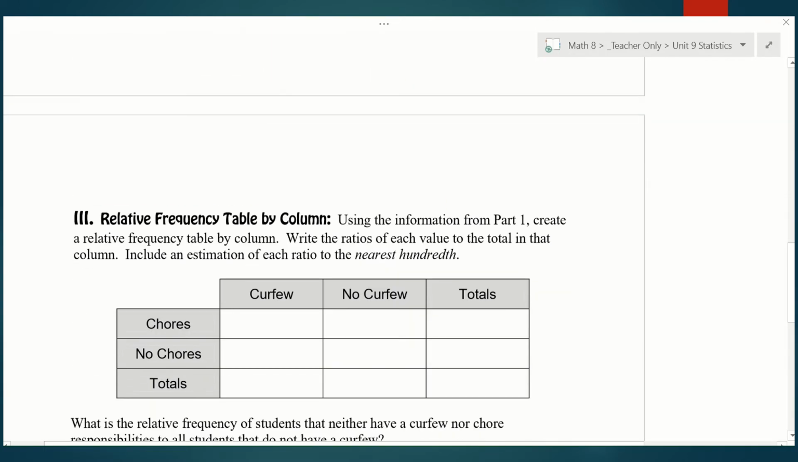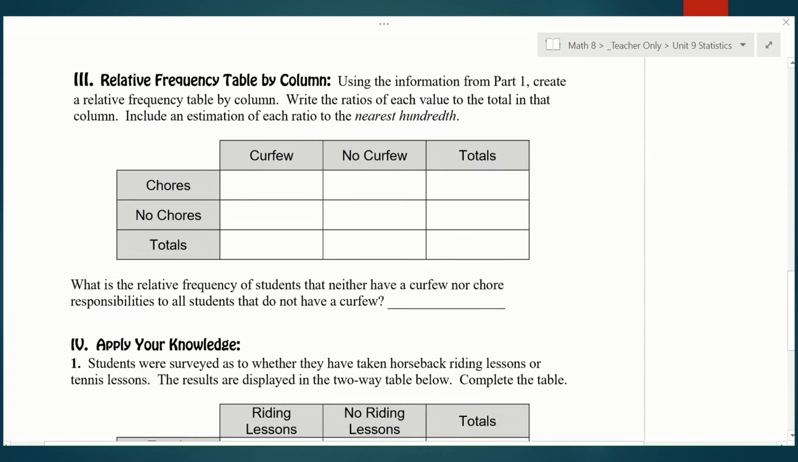Okay, let's try the same thing but by column. Again, using the information from part 1, create a relative frequency table by column. Write the ratios of each value to the total in that column. Include an estimation of each ratio to the nearest hundredth.